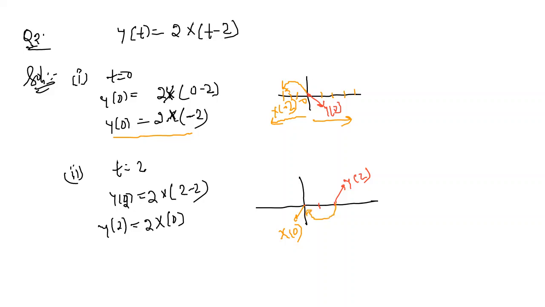So you can write the answer: the given system has memory. That is the answer. The given system has memory. Okay, now come to the next property.